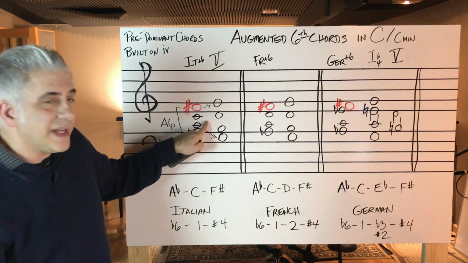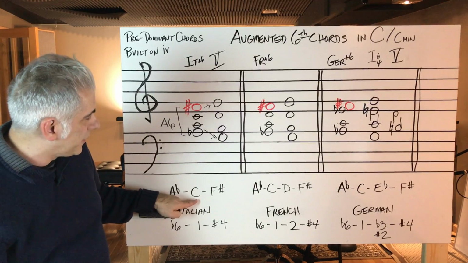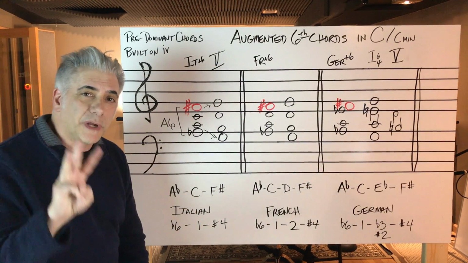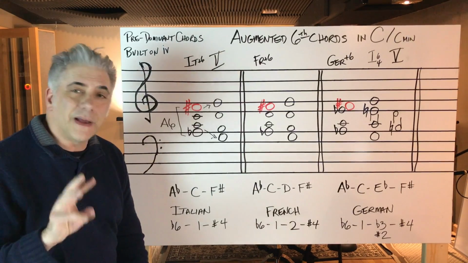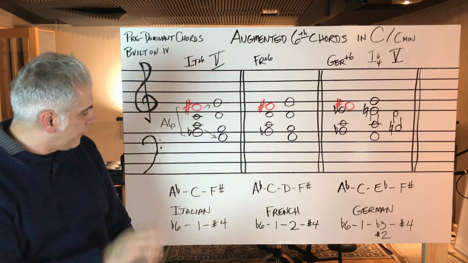So we have a doubled C here. That's the only thing, that middle note is doubled. That's the one feature of the Italian sixth, that it's only a 3-note chord. Remember, the Italians like economy. That might be a good way to remember it. That is the formula for it.